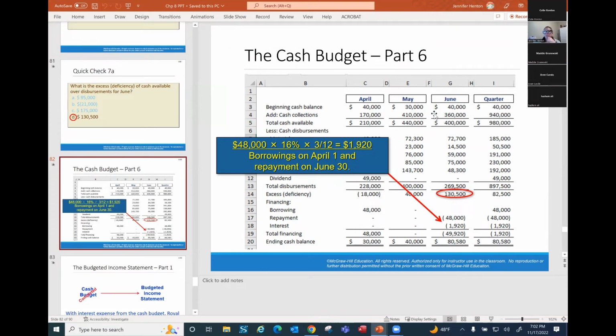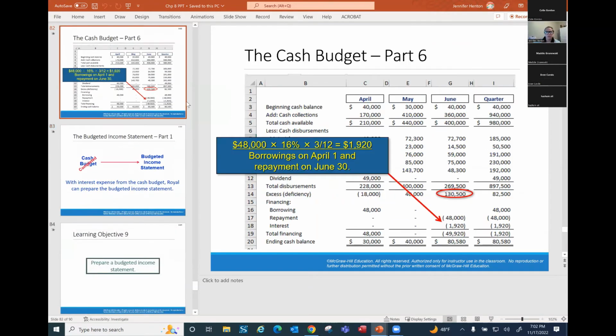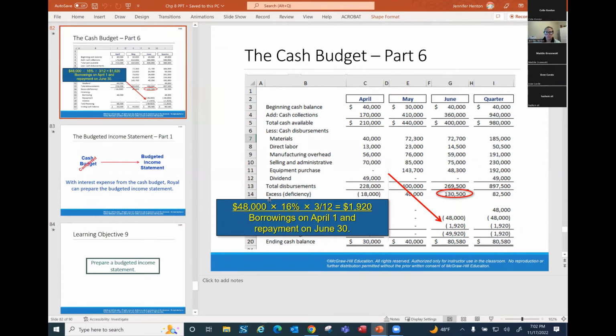And so for June, we had $40,000 in the beginning balance. We had collections of $360,000, so now we have available cash of $400,000. And then we walk through putting in the disbursements. They're covering it so I can't see it. Let me see if I can move this for a second. Down here. Okay. So we had materials, direct labor, manufacturing overhead, and our selling and administrative of $75,000. We had an equipment purchase that month of $48,300, and that was just the month that information was given to us. Remember, we had the $143,700 in May and the $48,300 in June.